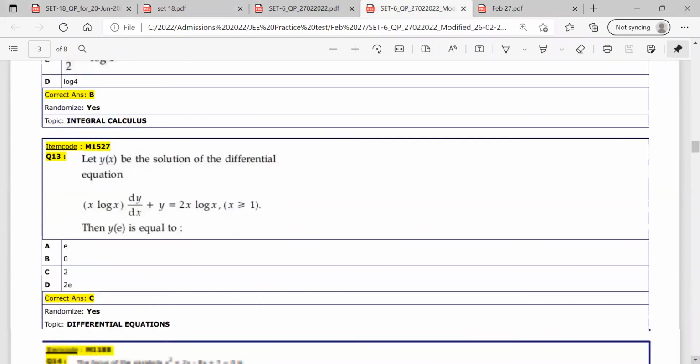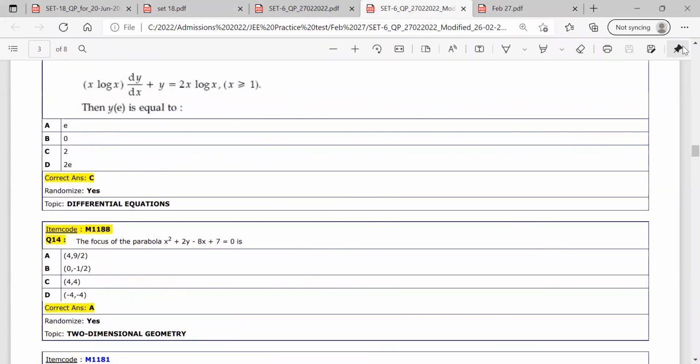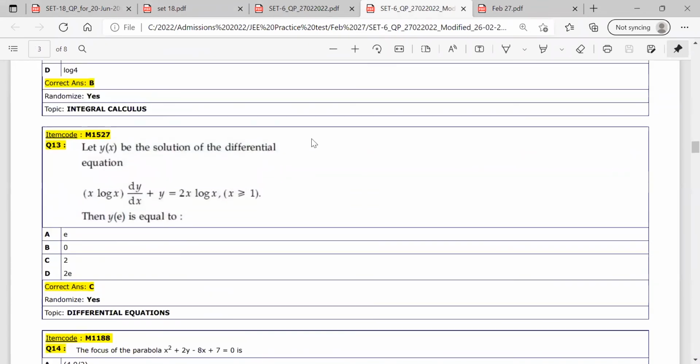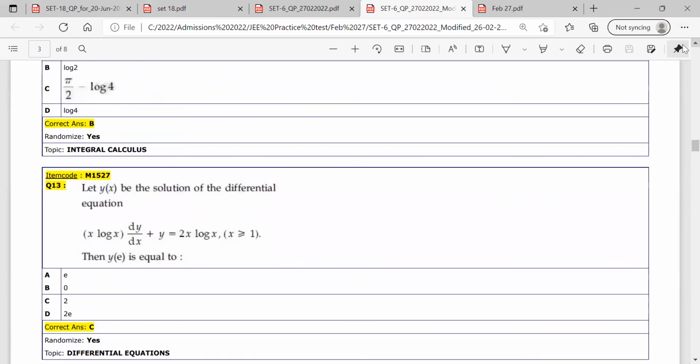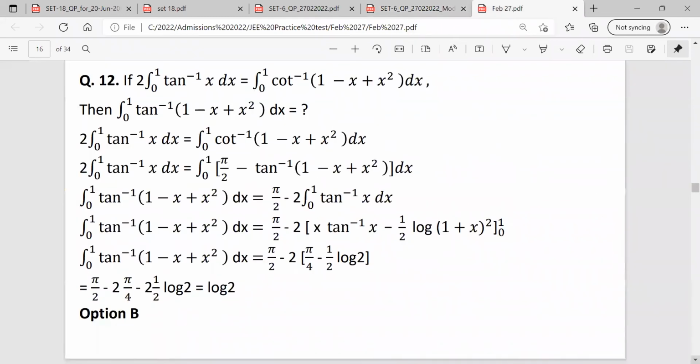The next question is question number 13. Let y of x be the solution of the differential equation x log x dy by dx plus y equals 2x log x, such that x is greater than or equal to 1. They are asking us to find out the value of y of e. They have given the equation, and y of x is its solution.